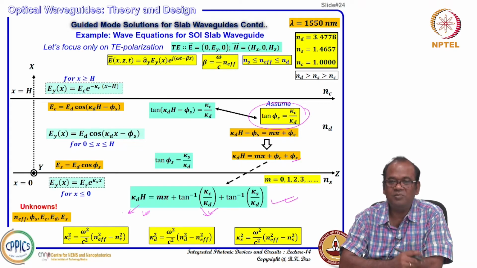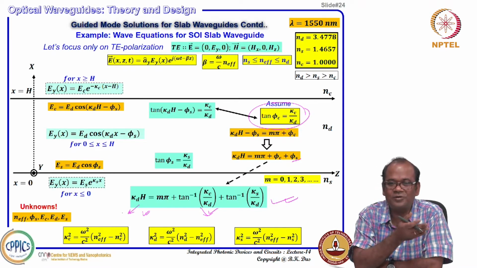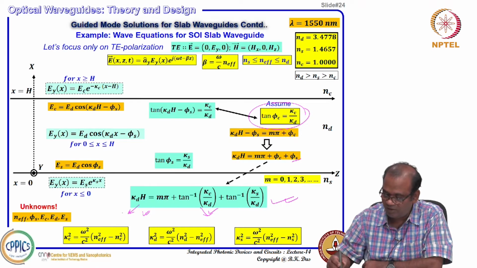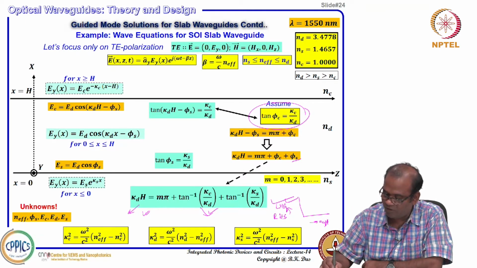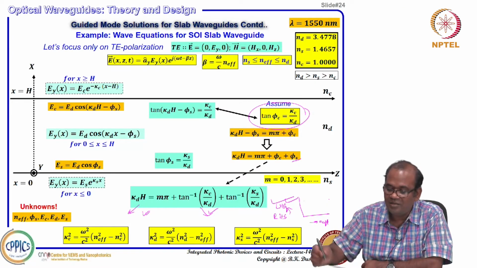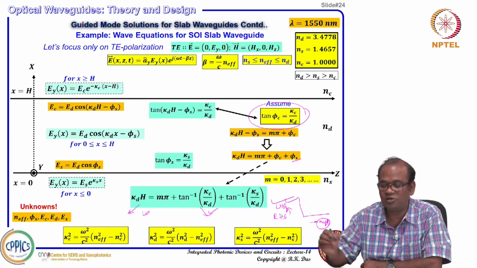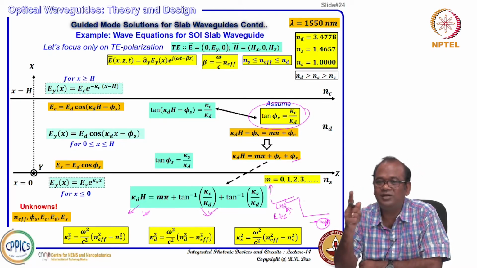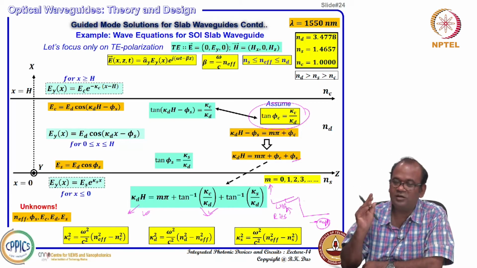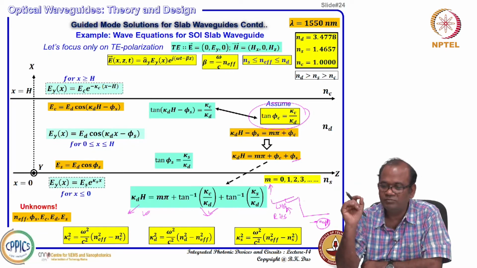Left hand side and right hand side are both functions of the effective index. So, similar to the ray optics model, I can plot the left hand side as a function of the effective index, which can range from n_s to n_d, and the right hand side also as a function of the effective index. Somewhere I will get an intersection, and that intersection will be the solution for the effective index. Discrete solutions you will get for different m values. So, instead of solving for theta and then the effective index, we can now solve directly for the effective index instead of theta.